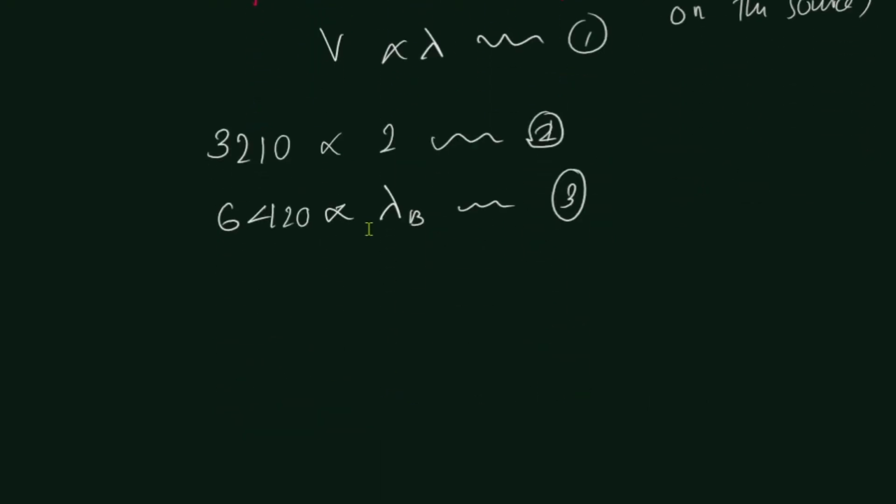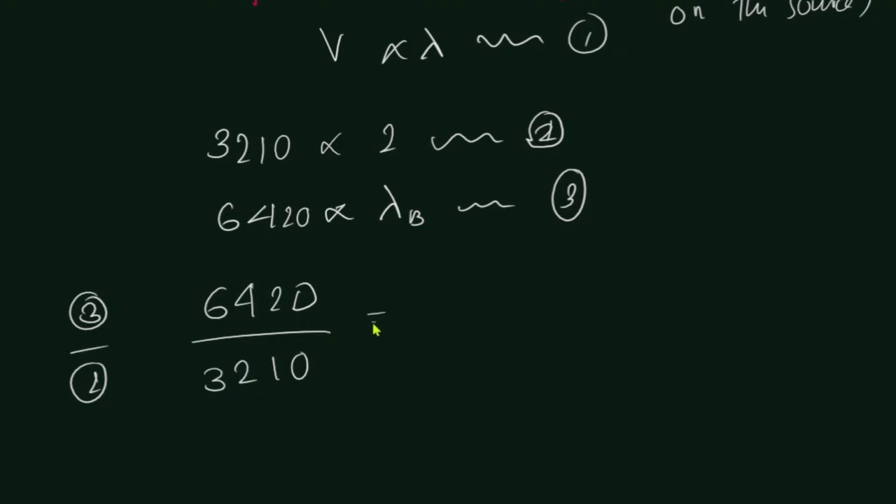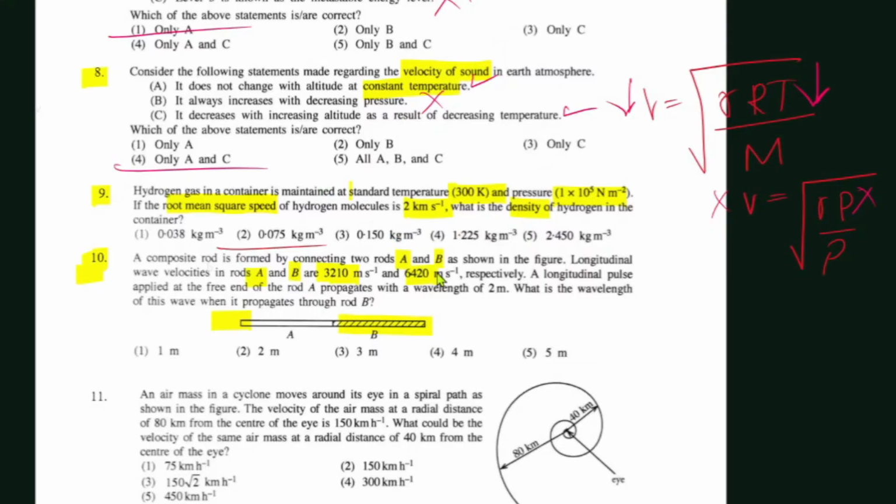What I'm going to do is divide the third equation by the second equation. 6420 over 3210 is equal to lambda b over 2. This 2 cancels, 2 into 2 is 4, so lambda b is 4 meters. So therefore the answer is going to be 4 meters. That's quite an easy question.